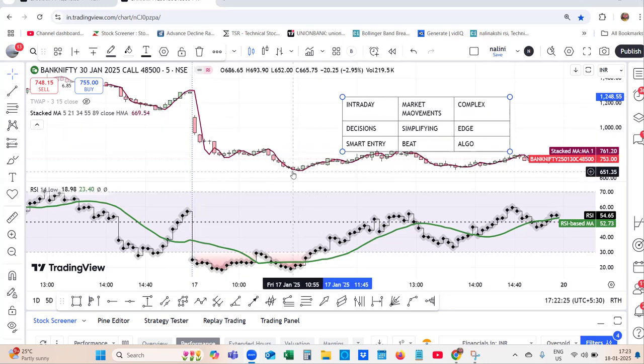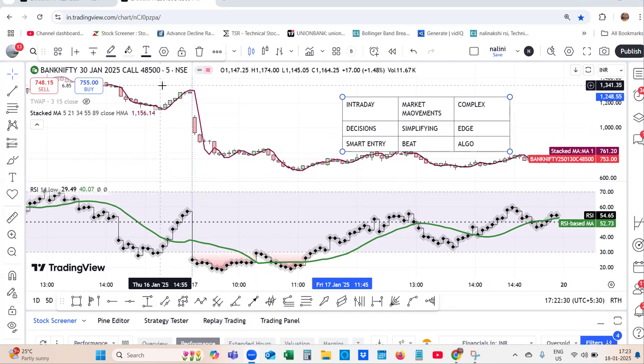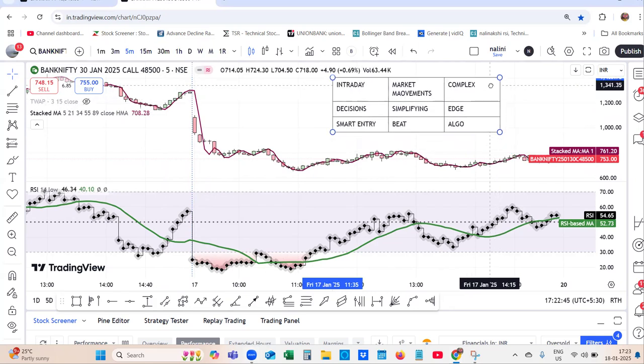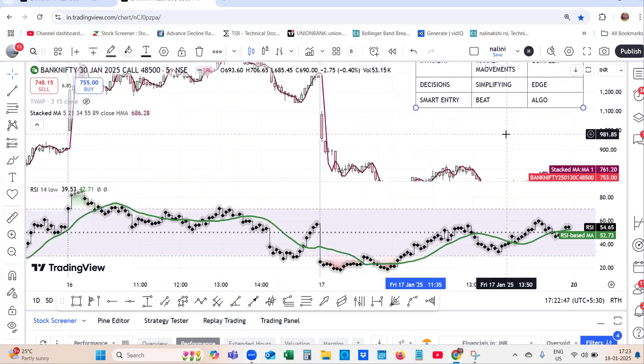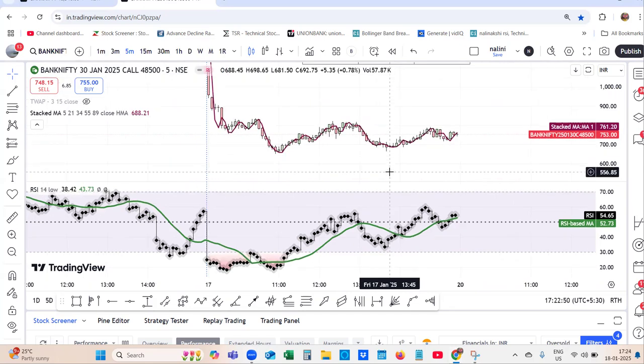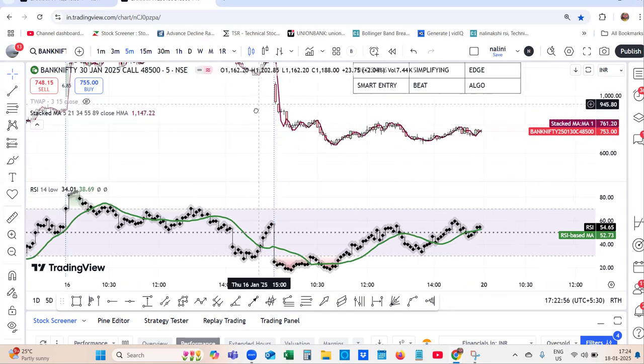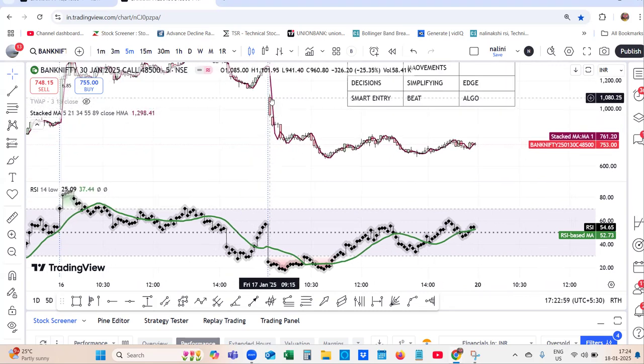If you see on this chart, I am on the Bank Nifty chart, 48,500 call option on yesterday, because most of the traders are trading in the options. So they want an early entry, a proper entry. So if you could enter properly, you make money. So when the market gaps down, as an intraday trader, you will be in confusion.